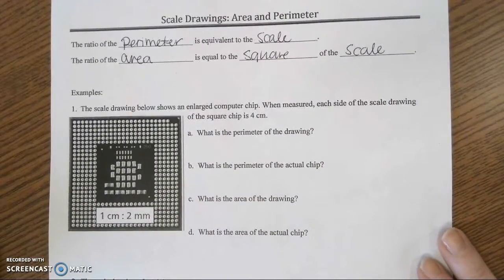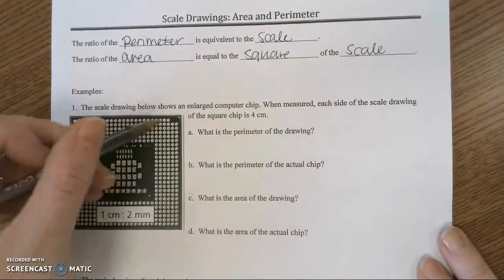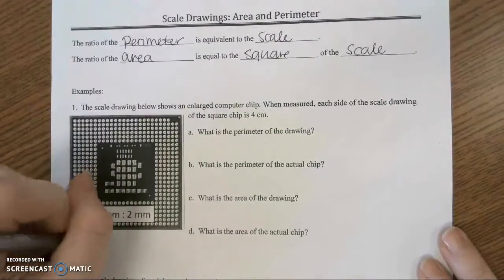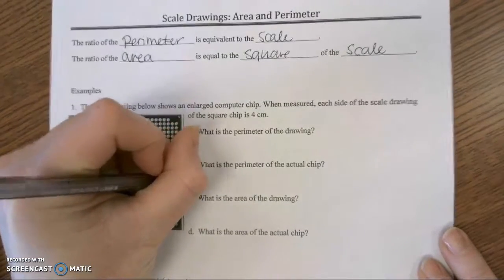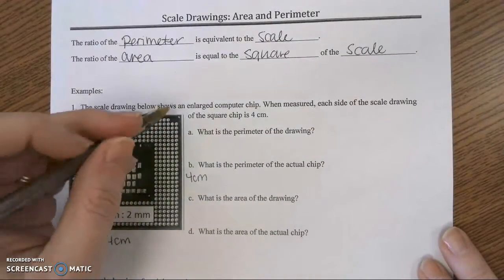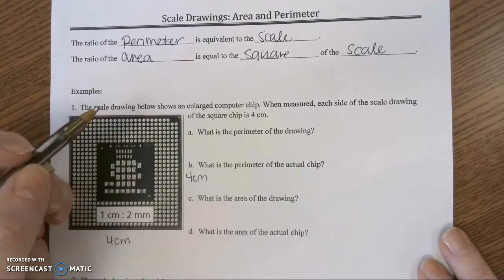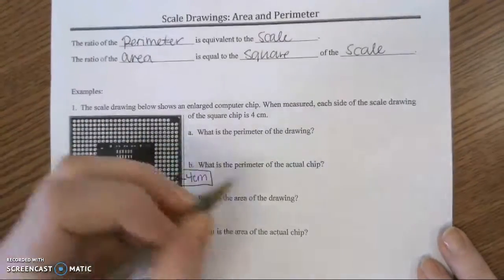The scale drawing below shows an enlarged computer chip. When measured, each side of the scale drawing of the square chip is 4 centimeters. So that means that if this is our drawing, we know that this side is 4 centimeters and this side is 4 centimeters, so that's your base and your height. The remaining two would also be 4 centimeters because it is a square. So I'm going to make sure that we know that that is for the picture, not for part B.